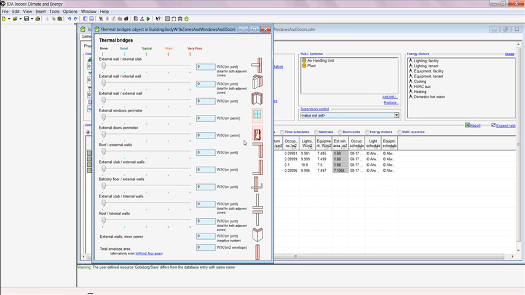Heat loss associated with thermal bridges is normally defined in watts per Kelvin and meter joint. The only exception is the external wall, where it's defined in watts per Kelvin and square meter.